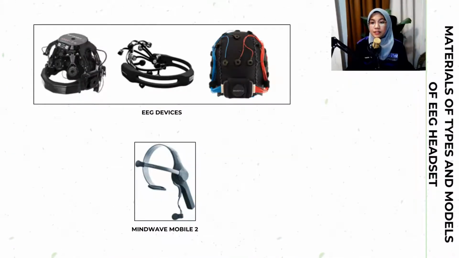This is materials of types and models of EEG headset. There are numerous types and models of EEG headset existing nowadays. They are different with respect to each other depending on the function and performance. Most of the researchers will use the low-cost EEG headset for their research, such as Mindwave Mobile 2. It is compact and low cost. However, some of the researchers will use a different EEG device depending on their spec, such as Emotiv and others.